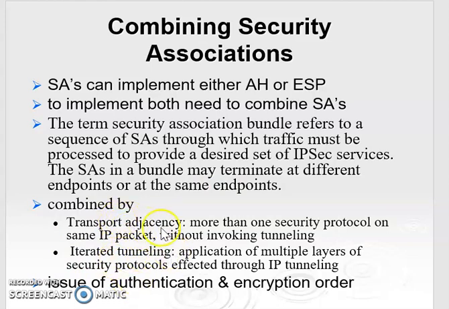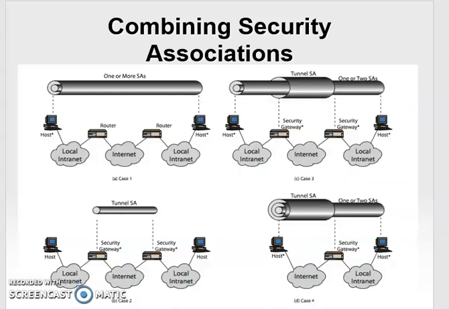In transport adjacency, we are not going to use the tunneling mode. That is, more than one security protocol, AH or ESP, can be used on the same IP packet, but with no tunneling. Iterated tunneling means the application of multiple layers of protocols, again AH or ESP, but through IP tunneling. So this is the way in which the combining of security associations is carried out.